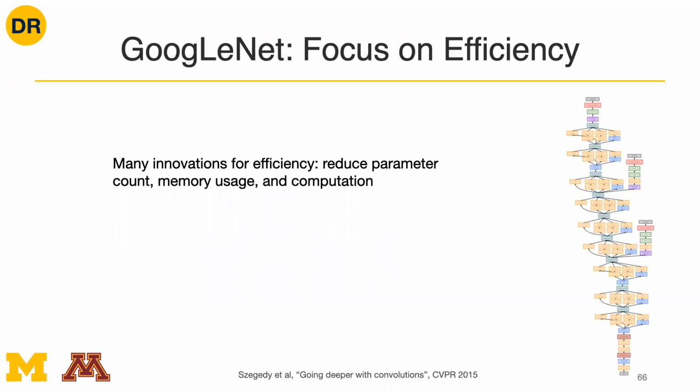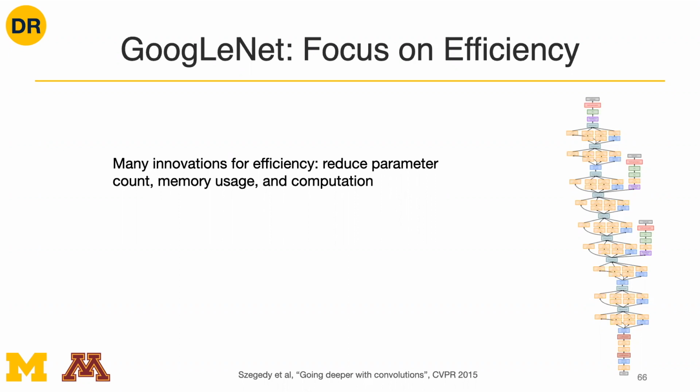Again, there is a little bit of a story in their name. They were trying to pay tribute to Yann LeCun's paper, so that's why it's called LeNet here. Okay, so like I said, they are trying to reduce the number of parameters, memory usage, and computation. And if you look at this network, the input is here, I know it's too small, and the output is on the top.